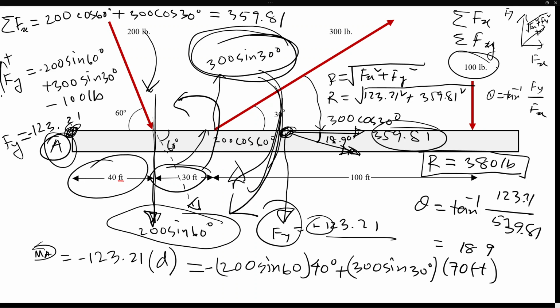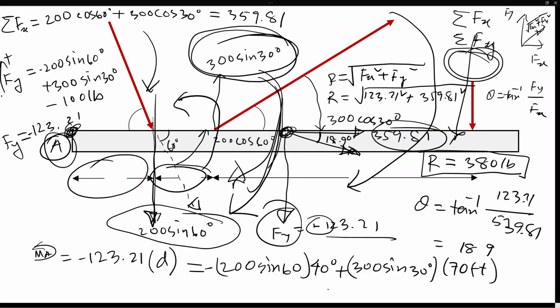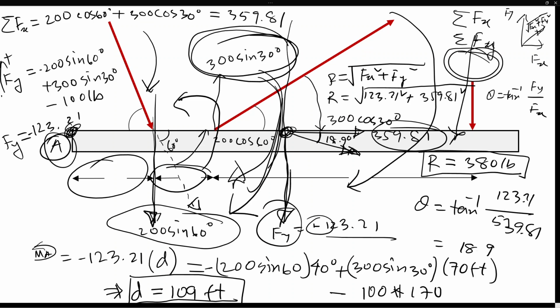And then we have this 100 pound force right here going downward. It will produce a clockwise moment like this with respect to A. That's negative again. So 100 pounds times, and that is a total of 170 feet from A. So that's a negative moment as well. If you solve for d, I found that it is 109 feet from point A. So this is this distance, the resultant distance. This is the resultant. So the location of that force would be 109 feet from point A.